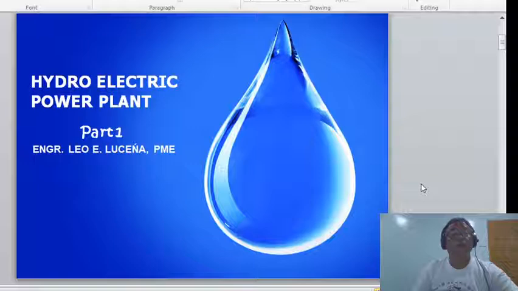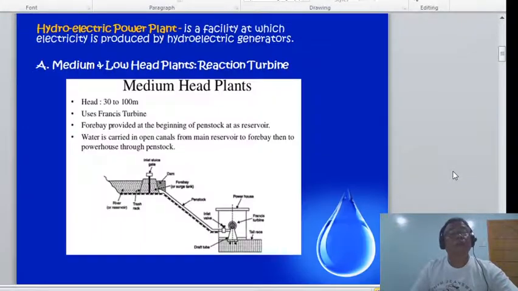Let us now come to the topic in power plant engineering: the hydroelectric power plant. This is the first part of the presentation class. A hydroelectric power plant is a facility at which electricity is produced by hydroelectric generators.